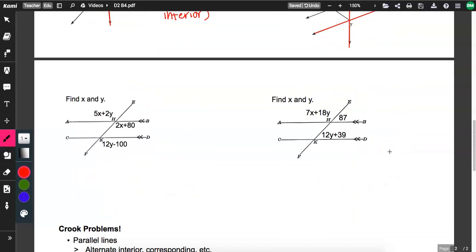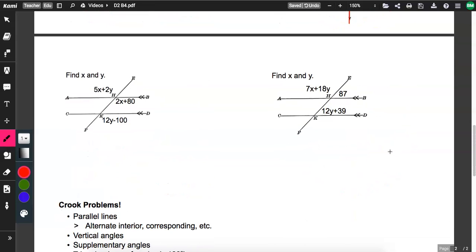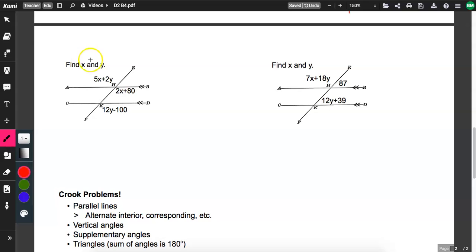All right, so let's use that knowledge to expand a little bit more. So we're going to find X and Y here. Now we have 2 variables, so that means we're going to be solving some systems, just like we did on the first day. So let's set up some equations based on what we know about these angles. I need to find 2 equations that I can use to solve my system.